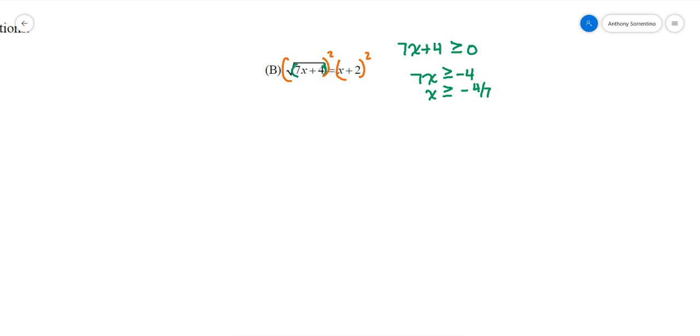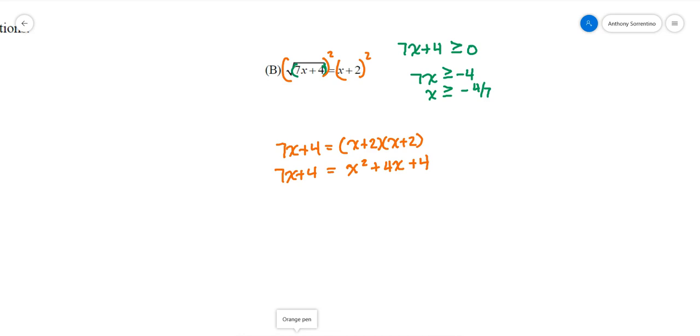On the left hand side, pretty easy. It's 7x plus 4. The right hand side, of course, is x plus 2 squared, which is going to equal x plus 2 times x plus 2. So I want to carry through and FOIL that out. So the left hand side, I'm going to still have 7x plus 4. On this side, I'm going to have x squared plus 4x plus 4.